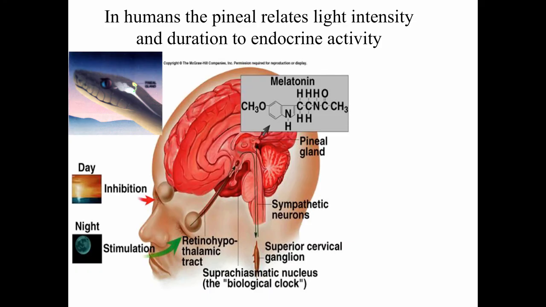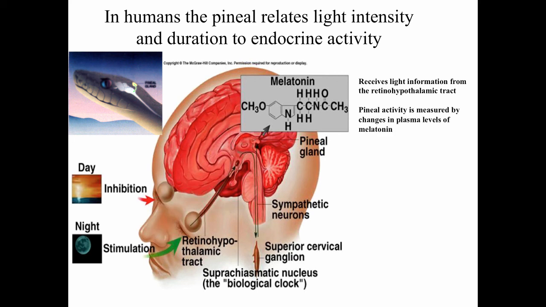In humans, the pineal relates light intensity and duration to endocrine activity. The pineal gland in other animals, especially in lower vertebrates, is really very important in regulating a lot of long-term rhythms like reproductive rhythms, etc. But in humans, not so critical in that regard, but it does respond to light intensity in humans. Essentially, the pineal receives light information from the retinohypothalamic tract. Pineal activity can be measured by changes in plasma levels of melatonin. Diurnal changes in melatonin levels regulate our circadian rhythms in our bodies.